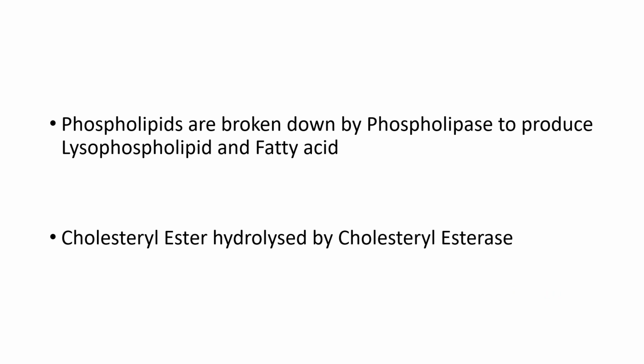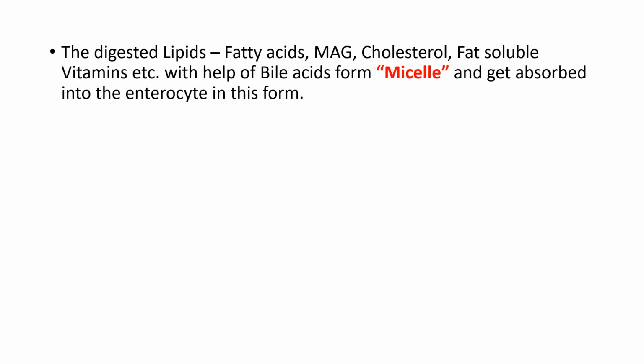Okay, so after all these things are broken down, now what happens? All these digested forms, that is fatty acids that are formed, monoacyl glycerol, we have said that 75% remains as monoacyl glycerol, cholesterol, and then another very important thing, that is fat soluble vitamins. There are 4 fat soluble vitamins, as you all know, vitamin A, D, E, and K. They are also absorbed along with fat, obviously. So all these things after digestion form a structure that is known as micelle.